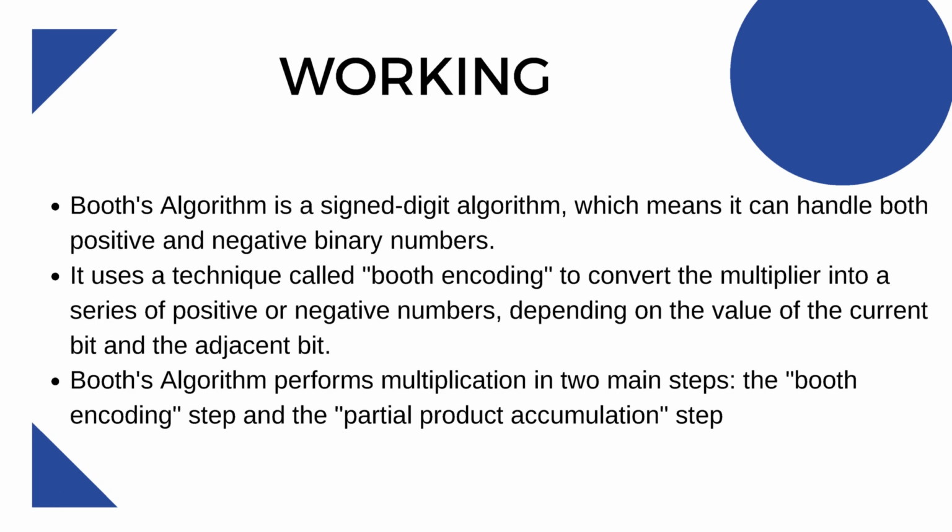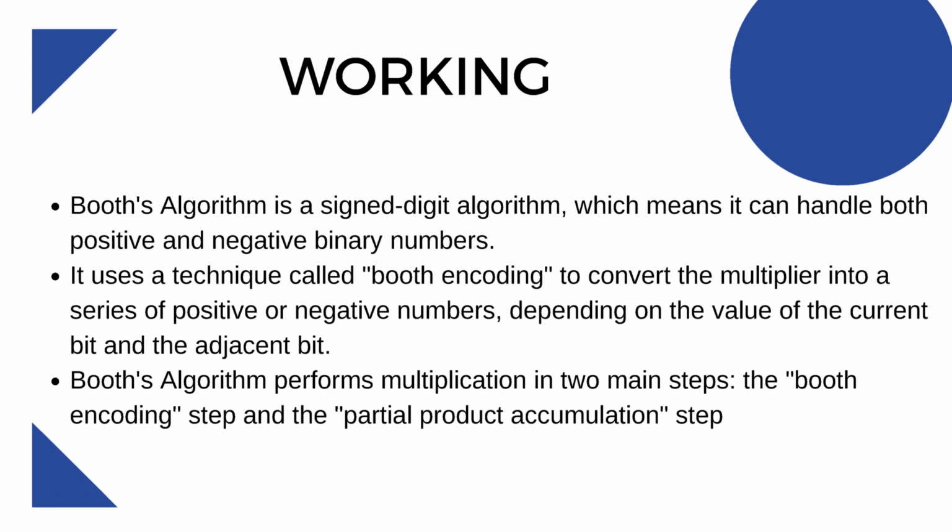Working of Booth's algorithm. Booth's algorithm is a signed digit algorithm, which means it can handle both positive and negative binary numbers. It uses a technique called Booth encoding to convert the multiplier into a series of positive or negative numbers depending on the value of the current bit and the adjacent bit.